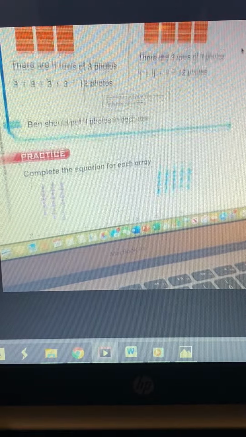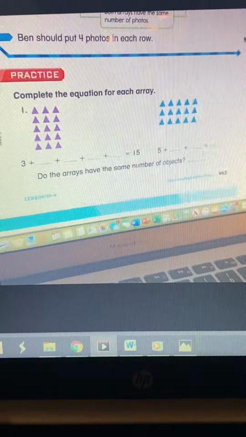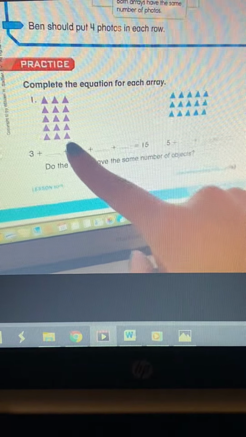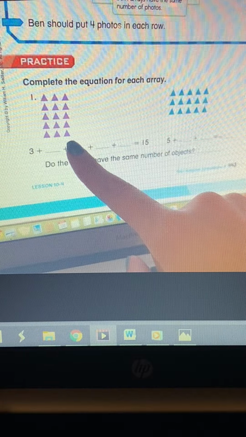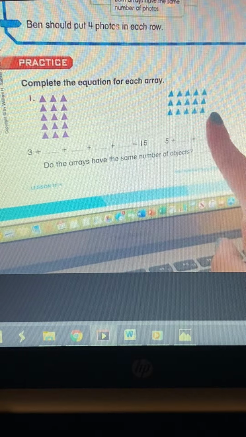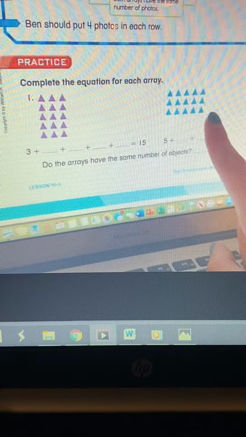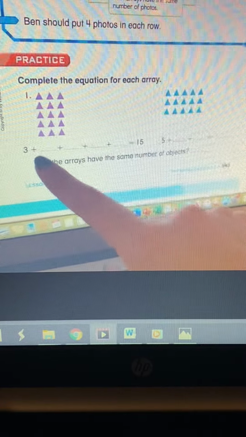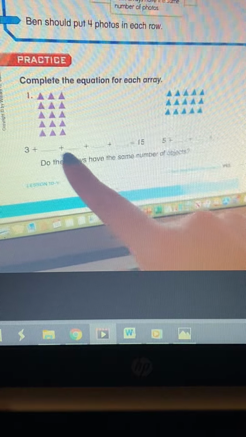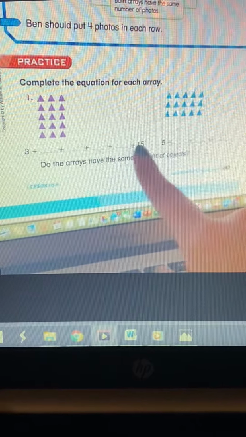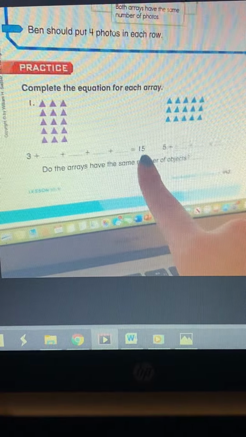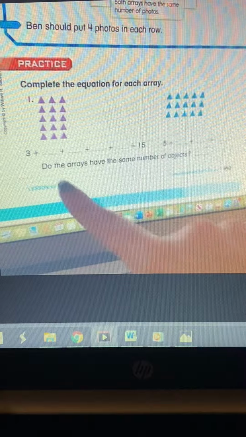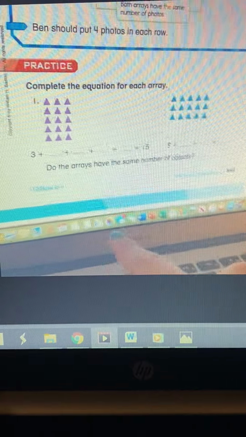Now moving down to practice, it says to complete the equation for each array. So we have this array right here, and we have purple triangles. And in this array, we have blue triangles. So first we are going to complete the equation for the purple triangles. So we have 3 plus blank plus blank plus blank plus blank equals 15. As I work on this problem together with you boys and girls, we need to make sure that we are filling in the blanks.